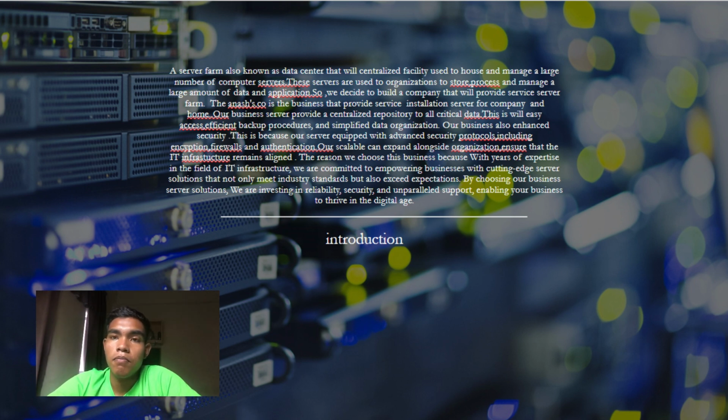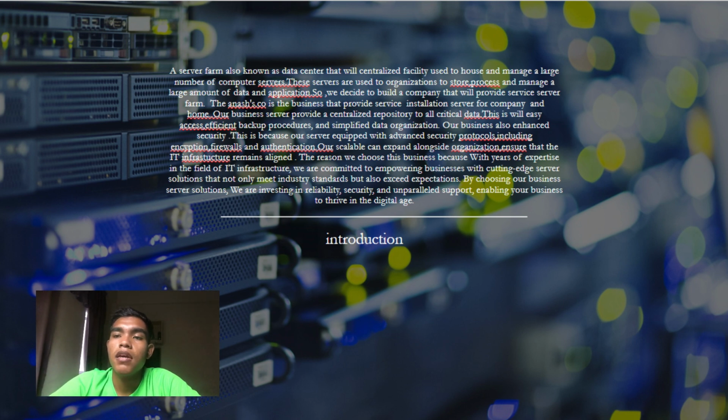The company for this server farm is Anas.co. Anas.co is a business that provides server installation service for companies and homes. Our business server provides a centralized repository for all critical data. This will allow easy access, efficient backup procedures, and simplify data organization.